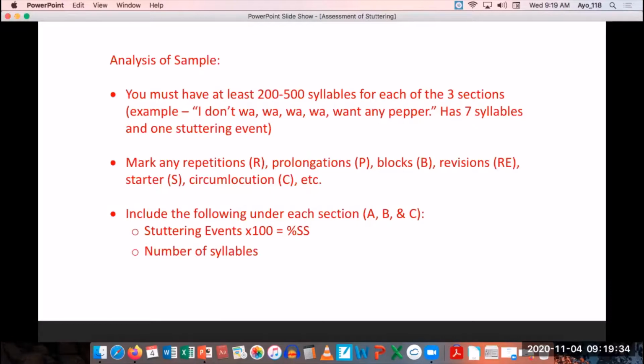Include the following under each section, A, B, and C. Stuttering events per 100. So get a percent of the syllable stuttered. Include the number of syllables. And this is posted. If I don't have it posted yet, it will be posted. I don't know if I had time to post it before I left.